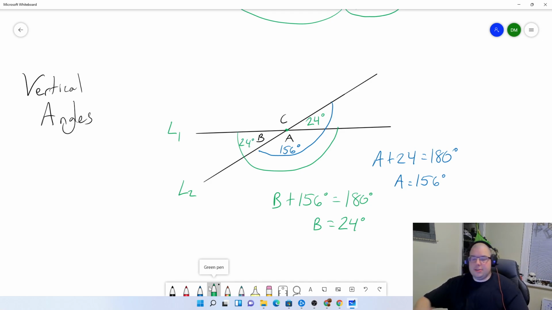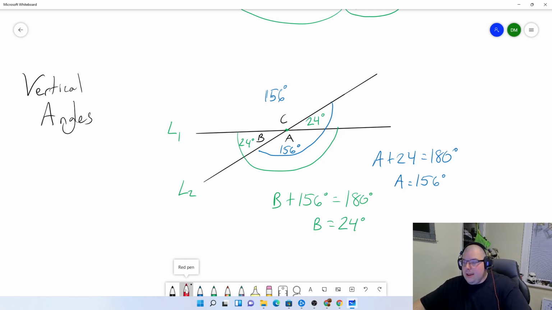24 degrees. And I could keep going like this, and I could find angle C by doing supplementary angles with either the original 24 degrees or the B that we just found, and you'll find that C is also 156 degrees. This relationship where we have opposite sides of two intersected lines creating congruent angles, that's what vertical angles are.